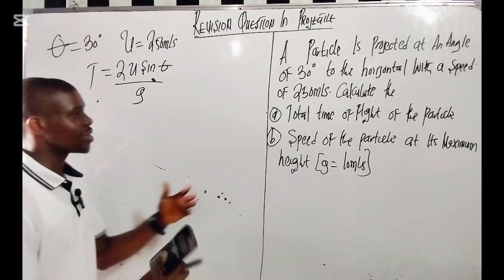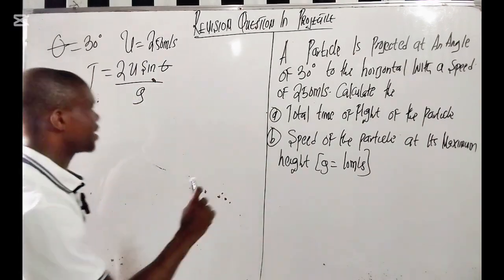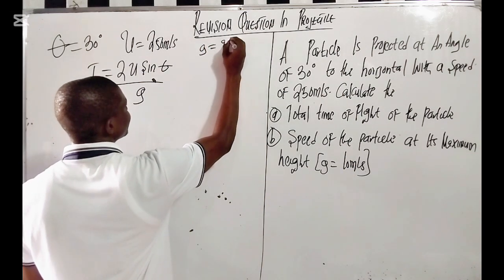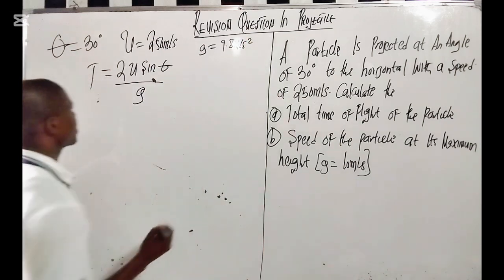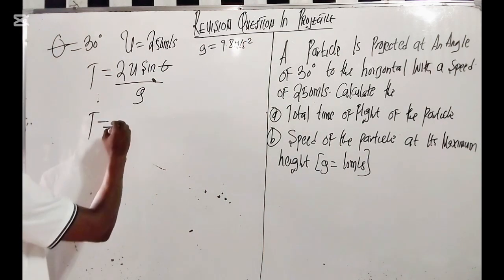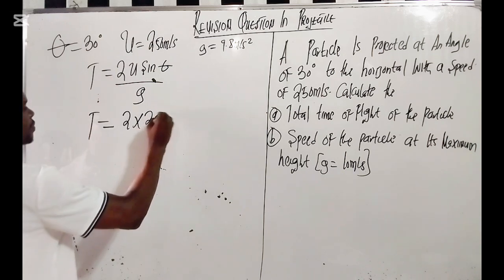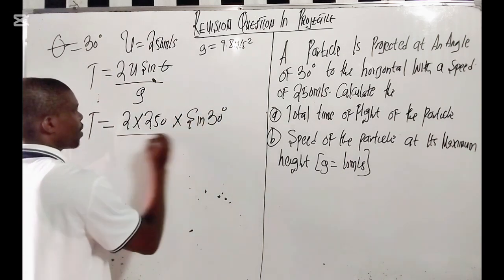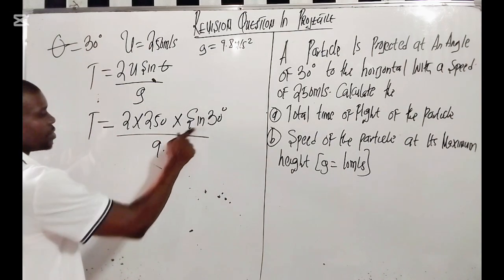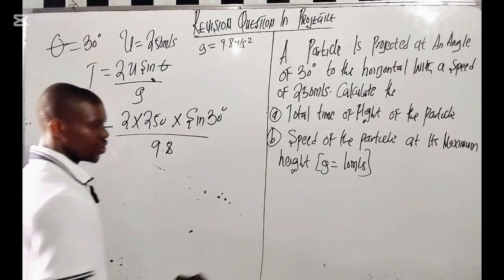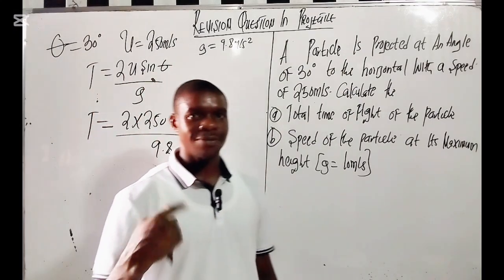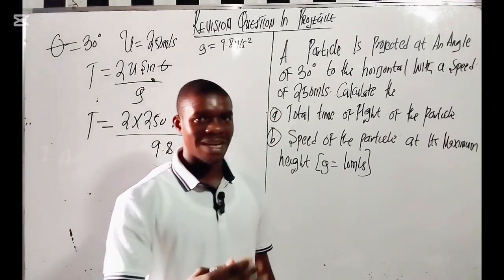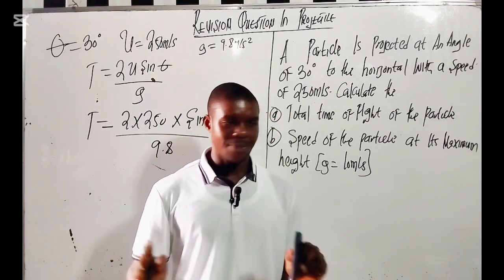This is the formula for total time of flight. It's very easy. So let's input our values. g equals 9.8 meters per second squared. So we have T equals 2 times 250 times sine 30 degrees over 9.8. Now in trigonometry ratio, if you are a student who will be writing physics, understand that these angles, 60, 45, and 30, are very, very important. You have to know them.